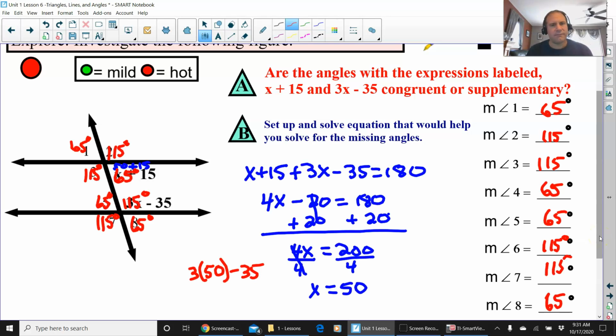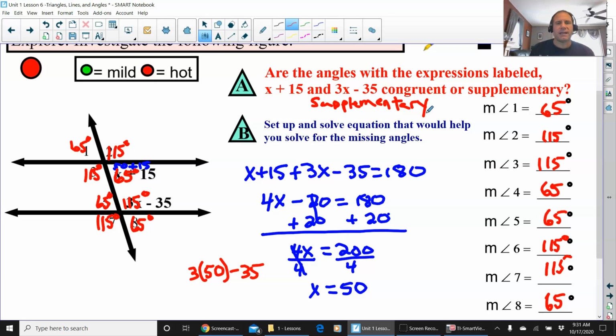Okay, so hopefully you're able to do this. These are supplementary angles, and they are equal to 180 when you add them together.